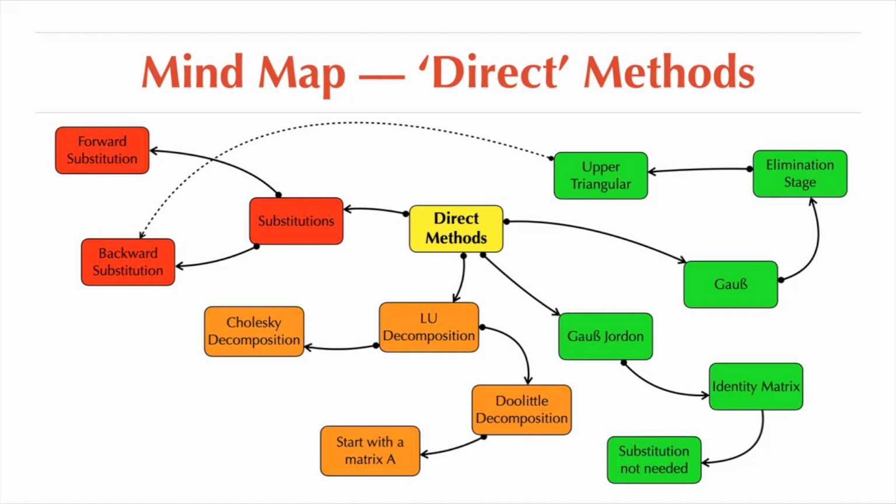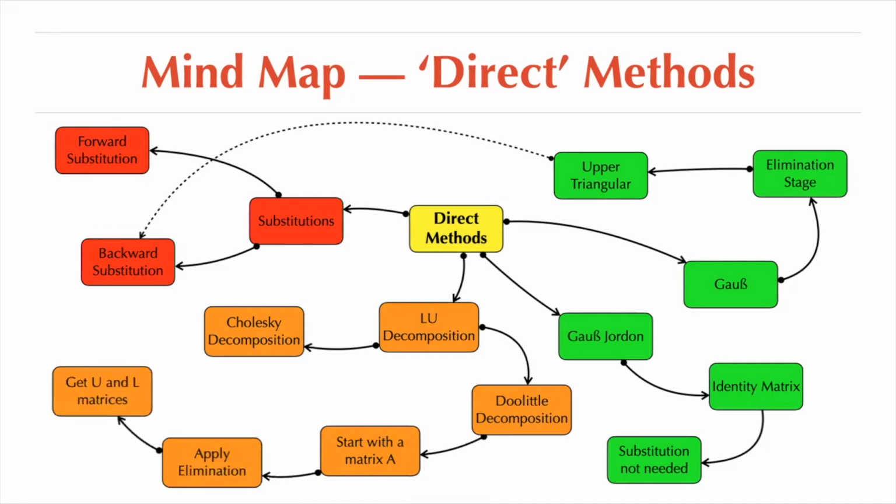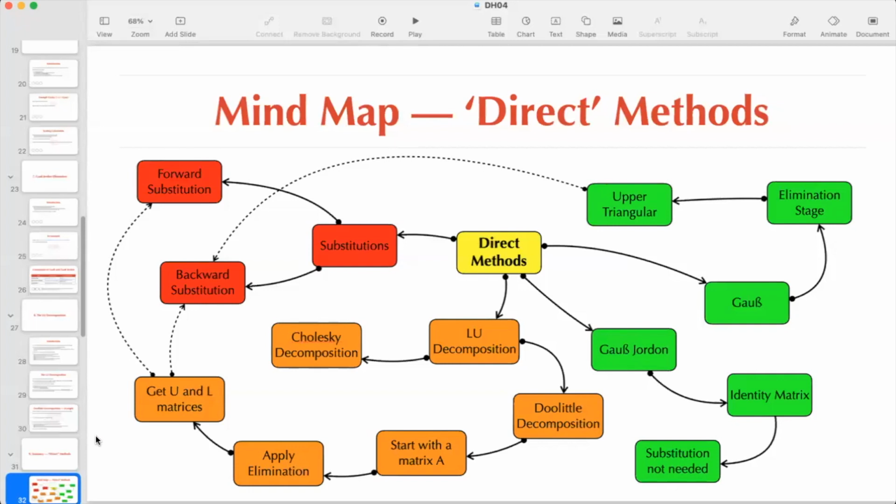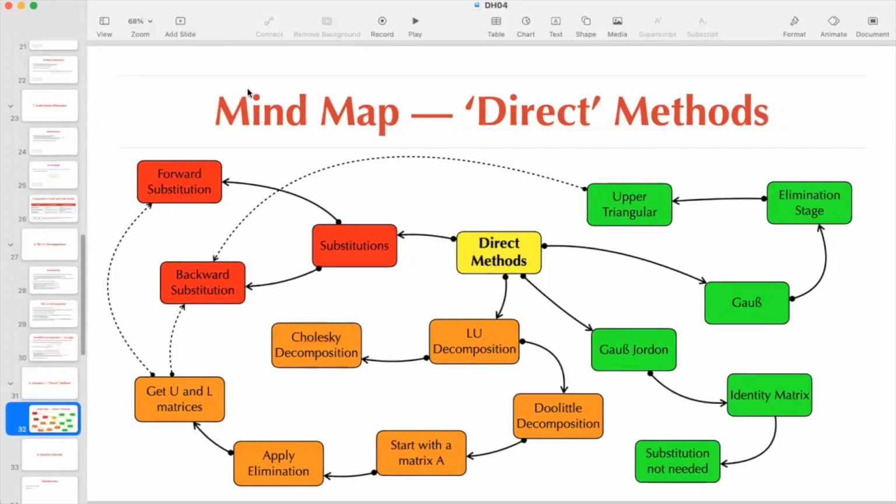So what was the algorithm that we discussed? You start with the matrix A, and then you apply elimination. You take care of all the coefficients that you used for elimination, and then you will eventually get the upper triangular form, and the coefficients will become part of the lower triangular matrix. Then you perform backward substitution and forward substitution, and you will get your solution. So this was the case with direct methods.